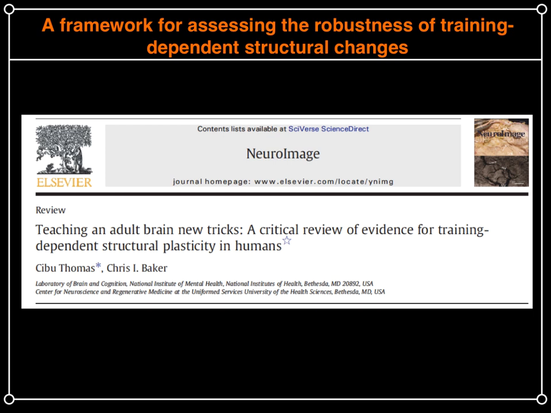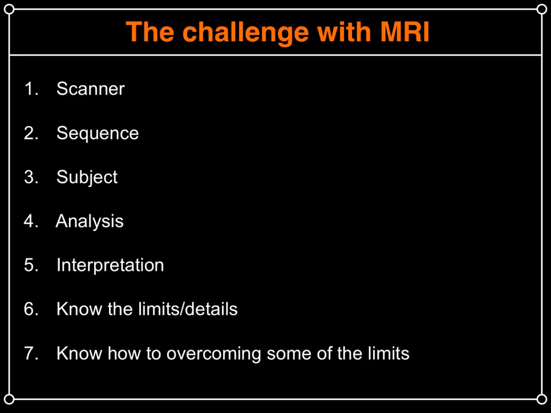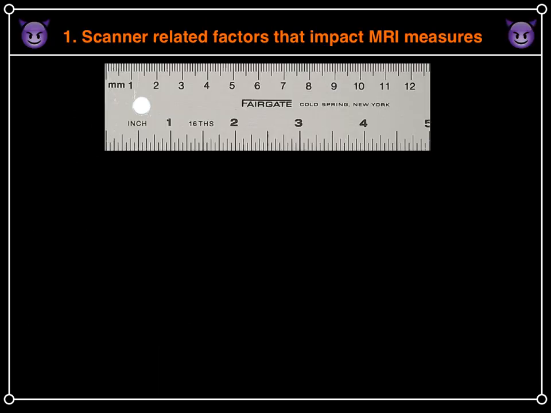We used this as a framework and looked at the existing literature, and what we found is the bulk of the evidence was not very compelling. The problem is that in terms of MRI, there are several challenges: scanner-related issues, sequence-related issues, subject-related issues, and so on. So what do I mean by this?